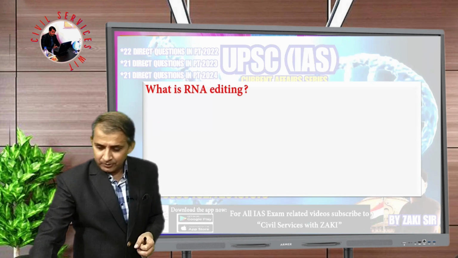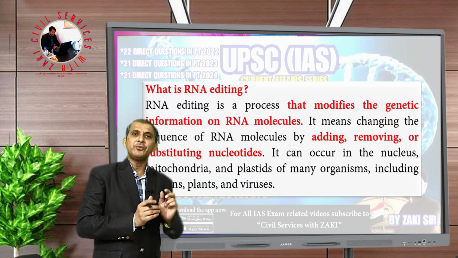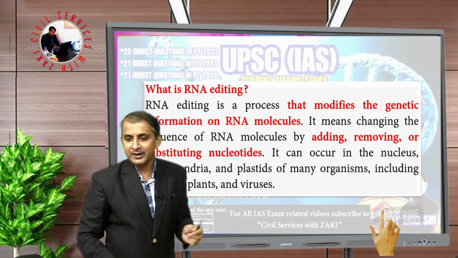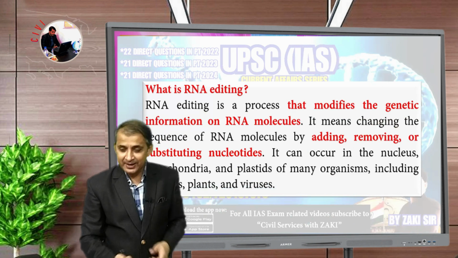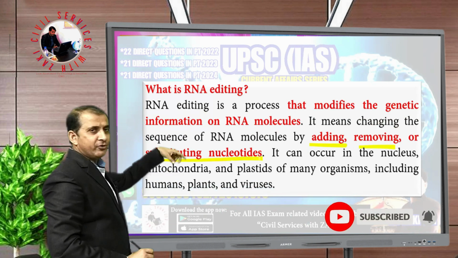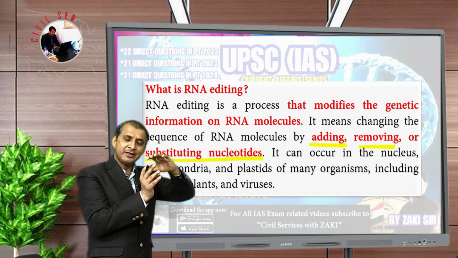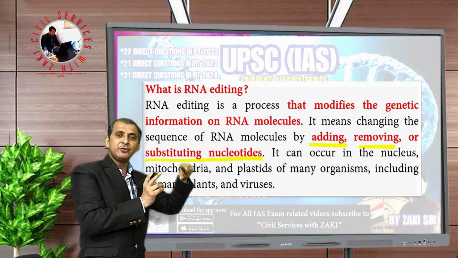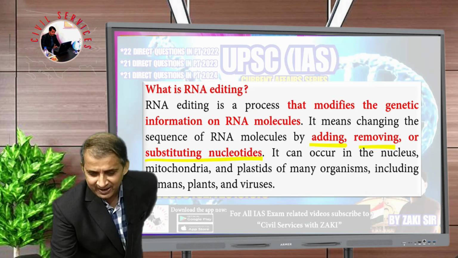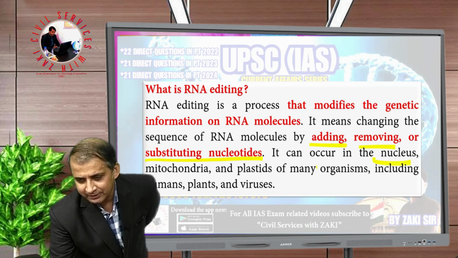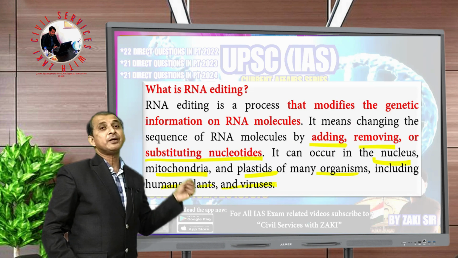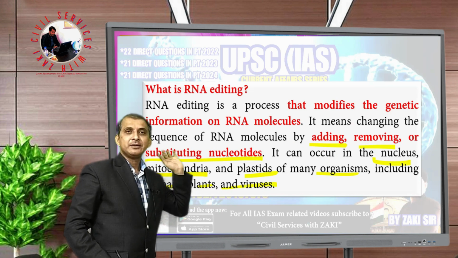That is our topic. So what is RNA editing? RNA editing is a process that modifies the genetic information of RNA molecules. It means changing the sequence of RNA molecules by adding, removing, or substituting nucleotides. These nucleotides are the building blocks of the strands of RNA and DNA. It can occur in the nucleus, mitochondria, plastids, and in many organisms, including humans, plants, and viruses.